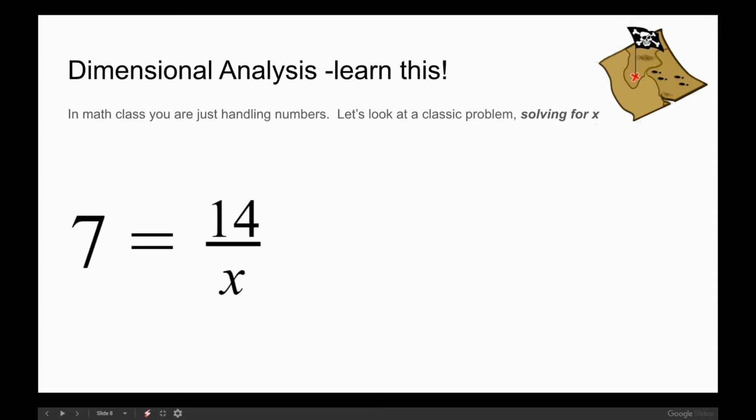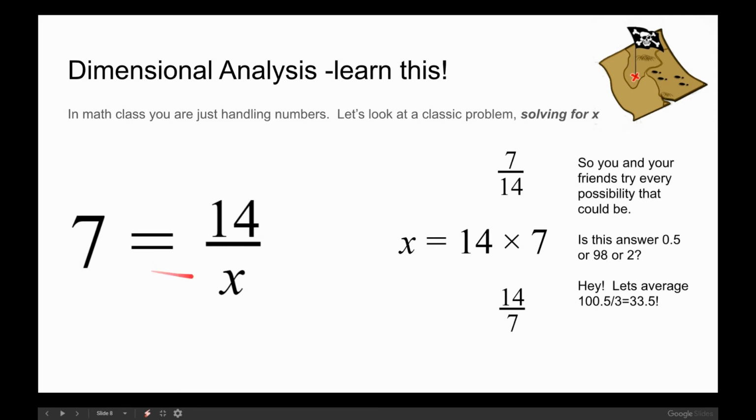In math class, again, you are only handling numbers. But in physics, we've got units. Let's look at a classic problem, solving for x. So you got the pirate there, ship, and there's an x. 7 equals 14 over x. My goodness, what could x be? What could I divide 14 by to get 7? 2. And that would be your sort of math solution.